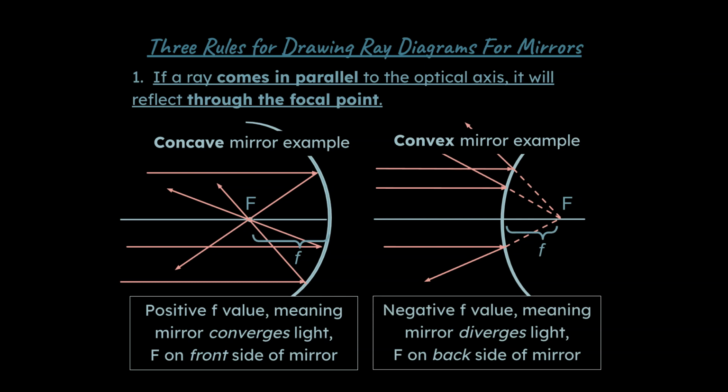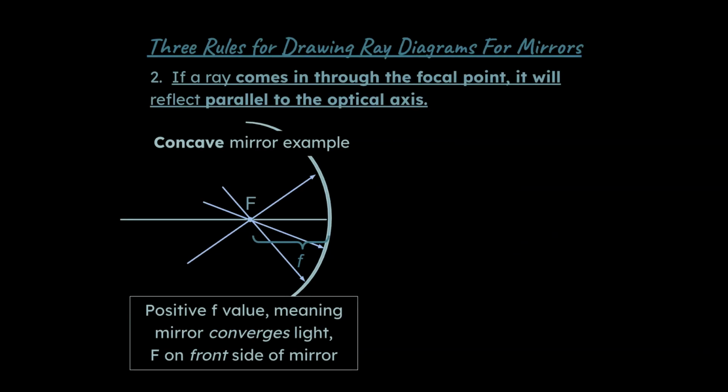All right, let's take a look at our second rule and see how this works. So our second rule is if a ray comes in through the focal point, it will reflect parallel to the optical axis. So think about what these arrows would look like after they interact with the mirror. And remember, these are all following the law of reflection still. So imagine what these reflected rays would look like right now, please. Alright, so they're going to bounce straight back like this. They're going to be parallel to the optical axis. So that's how it would look for a concave mirror example.